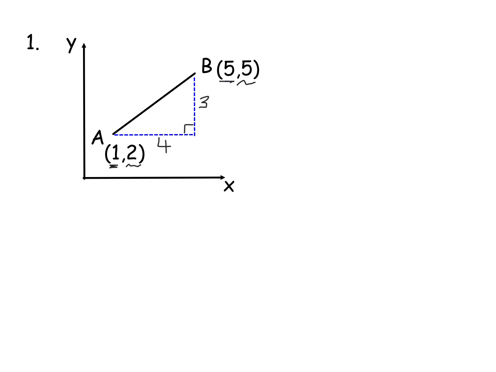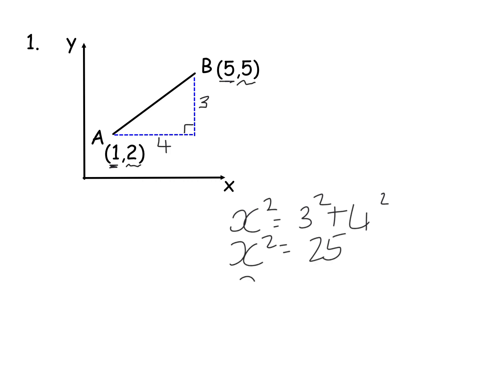And then you would just say, oh well, using Pythagoras, you might recognise this as your 3, 4, 5 triangle. Or you could say, well, Pythagoras says that x squared equals 3 squared plus 4 squared, which is 25. And the square root of that is 5. And that would be how you maybe did it at National 5.